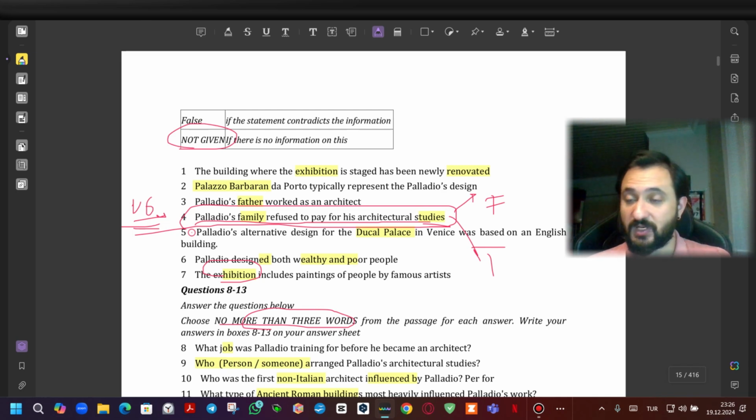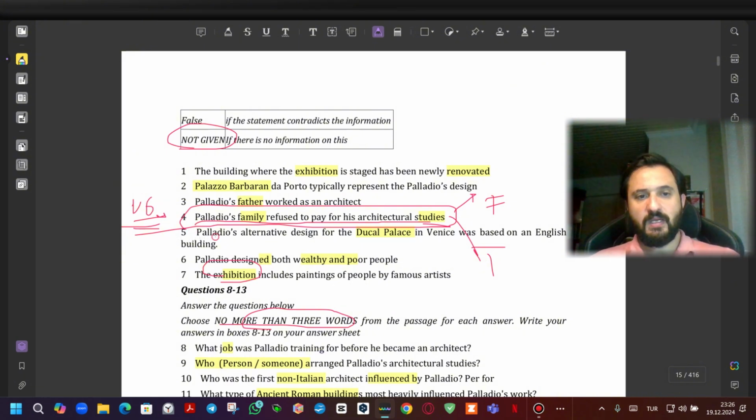Palladio's family members, parents rejected or refused to pay for his university tuition. All of them can be okay. So you have to be careful with it.